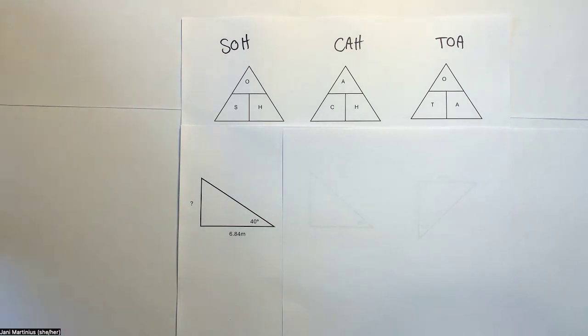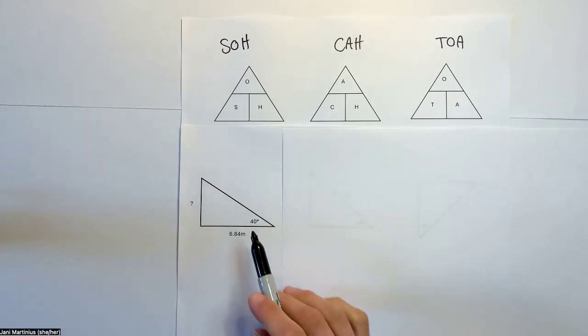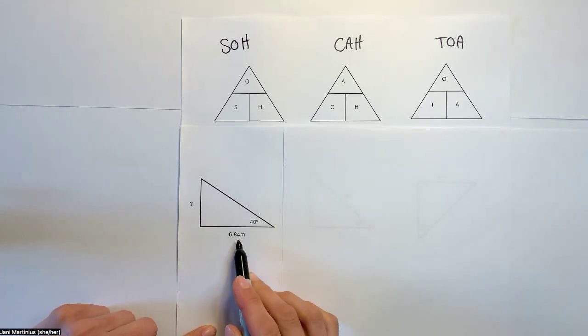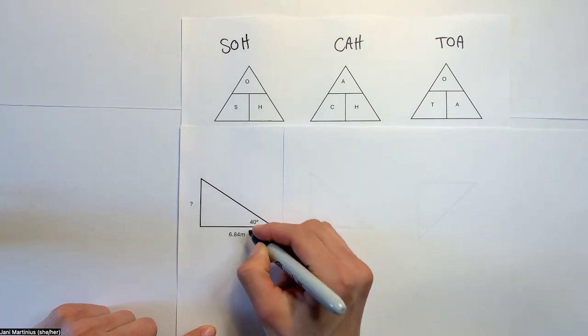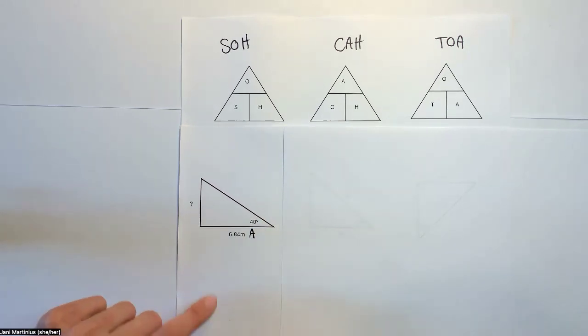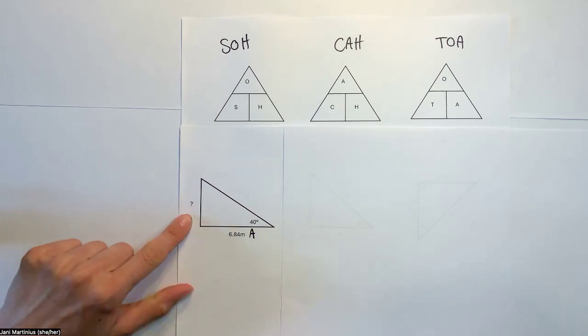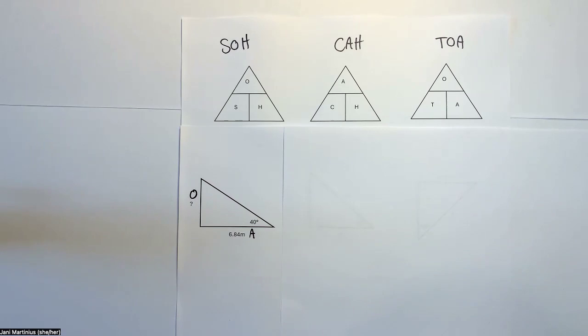Okay, so same thing here. We first want to mark out what we have given to us. We have an angle given to us. That's excellent. There's nothing on the hypotenuse, so we'll leave it blank for now. A side is given to us right next to the angle, which makes it the adjacent. And opposite of the angle is a question mark, which makes this an O for opposite.